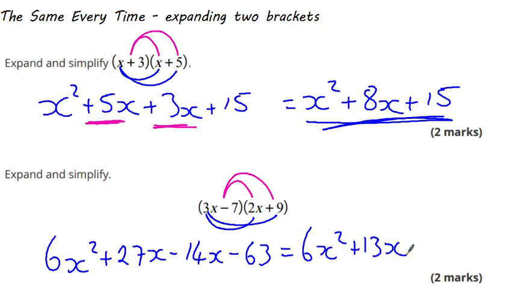Start at 27 on your number line, move 14 places to the left, you get to positive 13. Positive 13x. And then the number on its own, negative 63. So there you are, 2 marks. It's certainly worth getting those 2 marks, and it should be 2 marks that everybody should get.